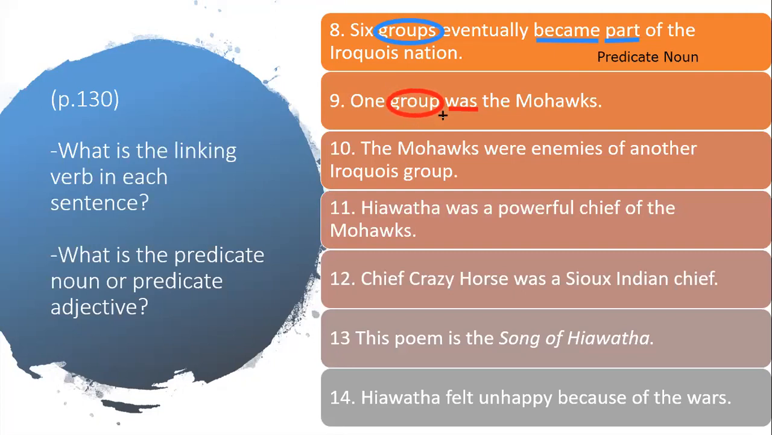I hope that you guys are still watching because this is not over yet. The subject is group, and then we look at the predicate, and we look for either nouns, pronouns, or adjectives, and the only word that we have here is Mohawks. So Mohawks is renaming group, and because it's renaming, what are we going to call it? Okay, the predicate noun. Yes, I got it.